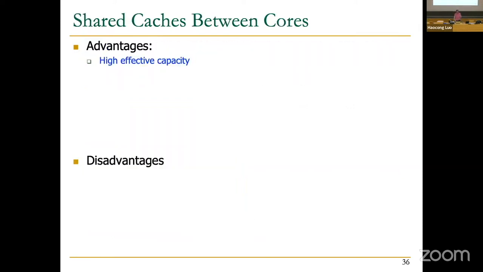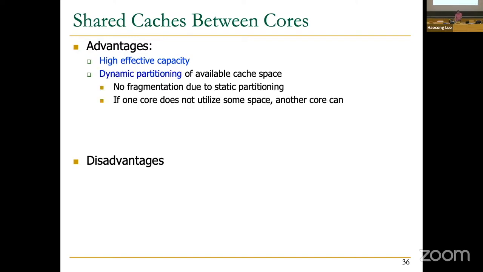That's good. You don't have this fragmentation inside the cache. Because you dynamically partition the available cache space, there's no fragmentation due to static partitioning. And if one core doesn't utilize some space, another core can. So this is nice, clearly.